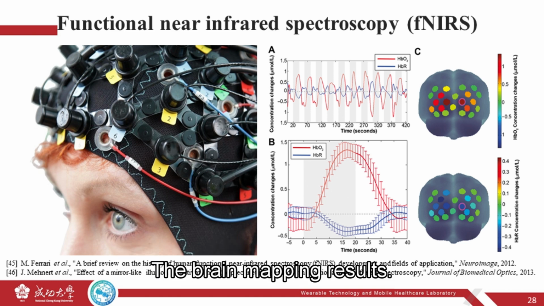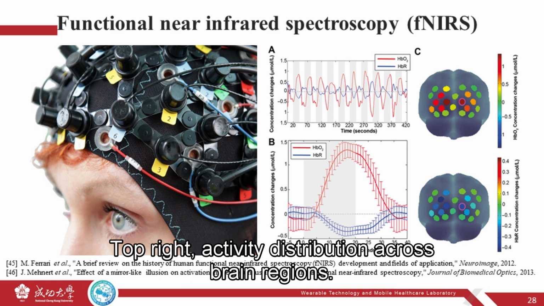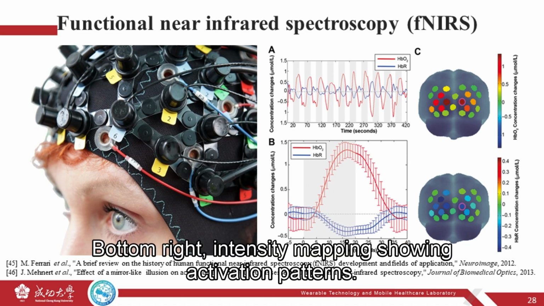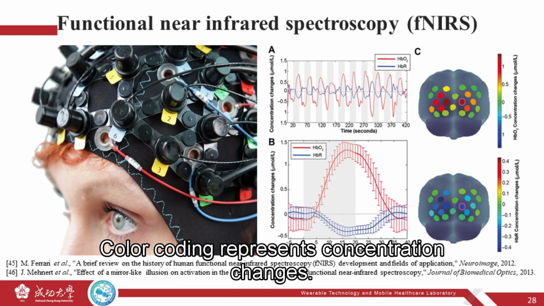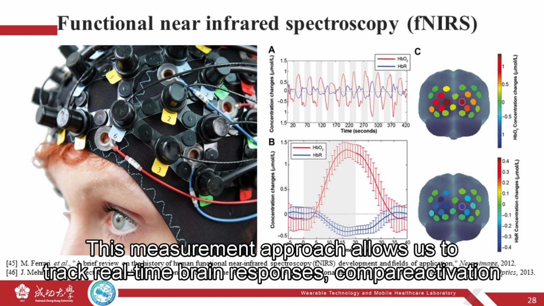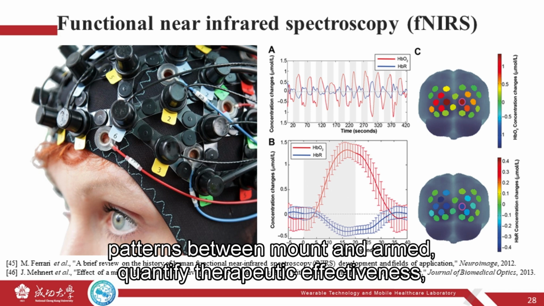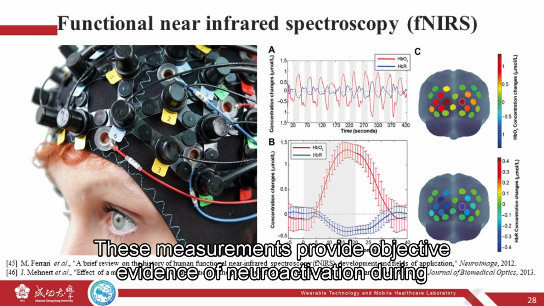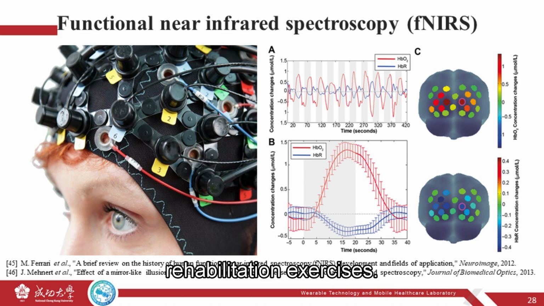The brain mapping results. Top right, activity distribution across brain regions. Bottom right, intensity mapping showing activation patterns. Color coding represents concentration changes. Red indicating increased activity. Blue showing decreased activity. This measurement approach allows us to track real-time brain responses, compare activation patterns between MOUNT and ARMT, quantify therapeutic effectiveness, validate neurological engagement. These measurements provide objective evidence of neural activation during rehabilitation exercises.